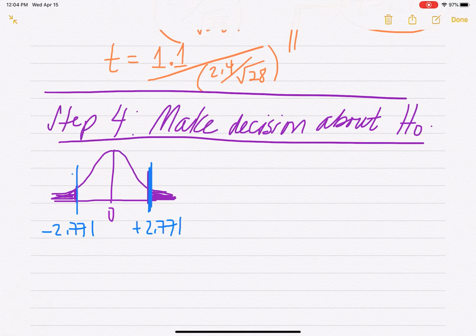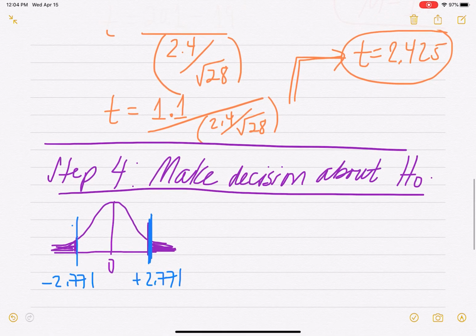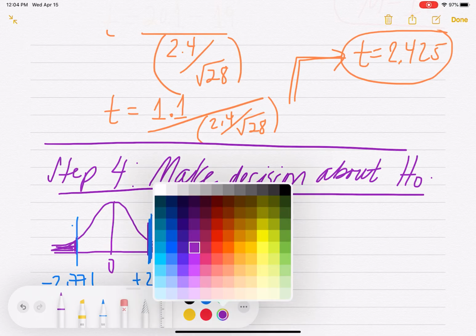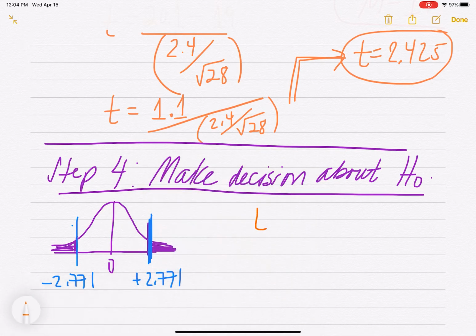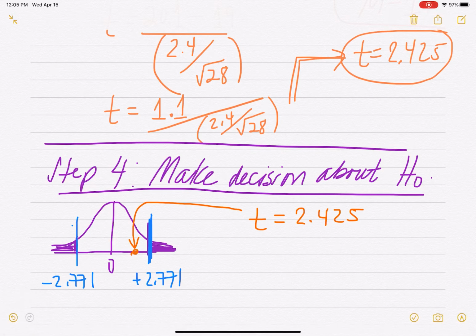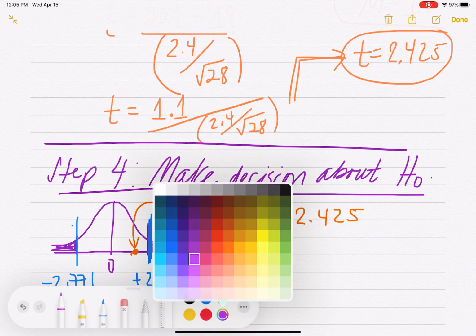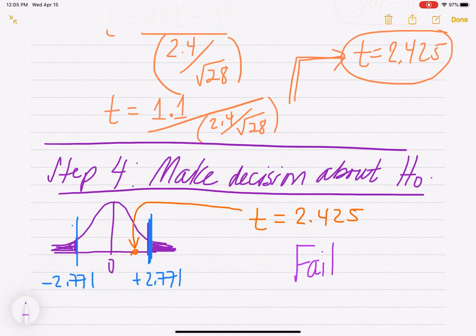And what was our test statistic? We just computed our test statistic. It was 2.425, right? That's the orange number. So our test statistic for our sample information was 2.425. Where is that? Well, that is somewhere in between 0 and 2.771. So this is in the non-rejection region. So because our test statistic, 2.425, is in the non-rejection region, we're going to fail to reject. We're not going to reject the null hypothesis.